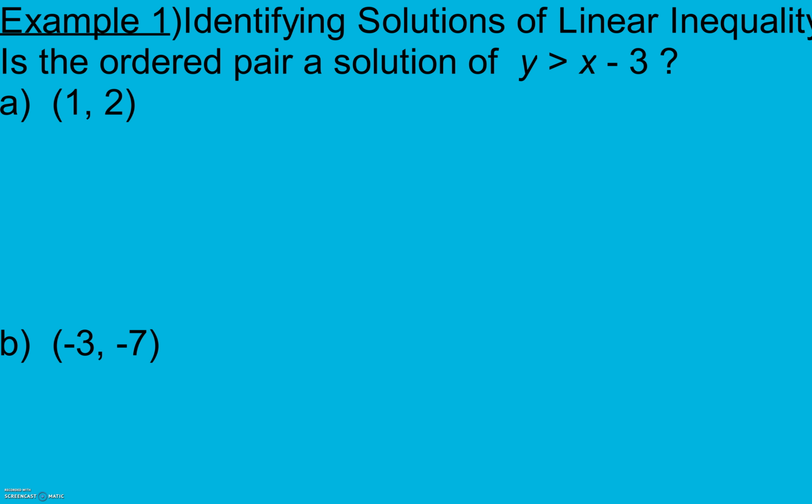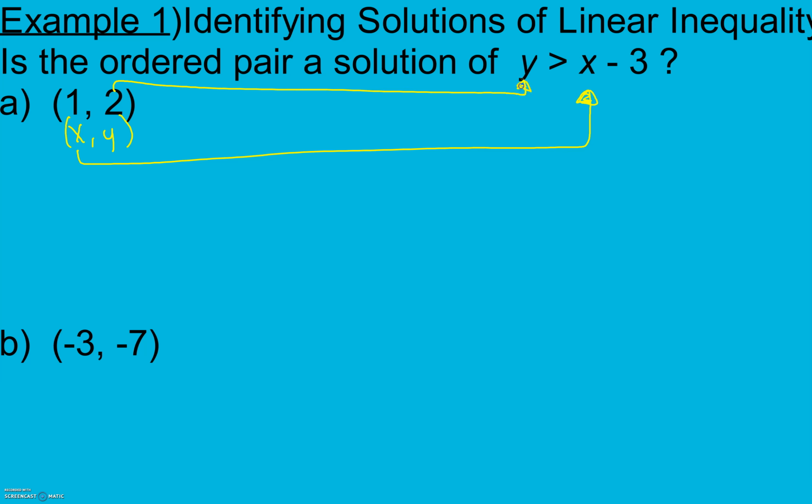In example 1 here, we're going to try and figure out if these ordered pairs are solutions of the inequalities. So, remember that ordered pairs are x and then y, and we're going to plug these in for x and y just like we did when we were checking for solutions of equations. My x goes in my x spot, the y goes in the y spot.